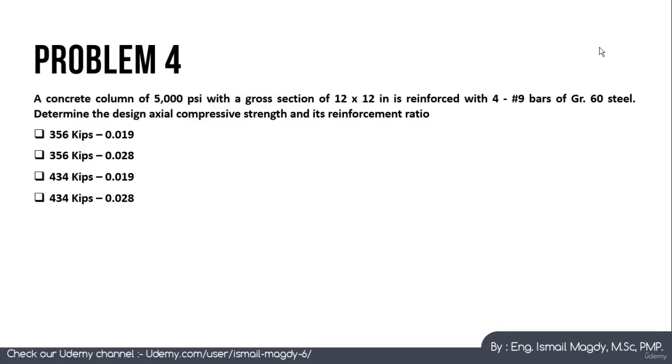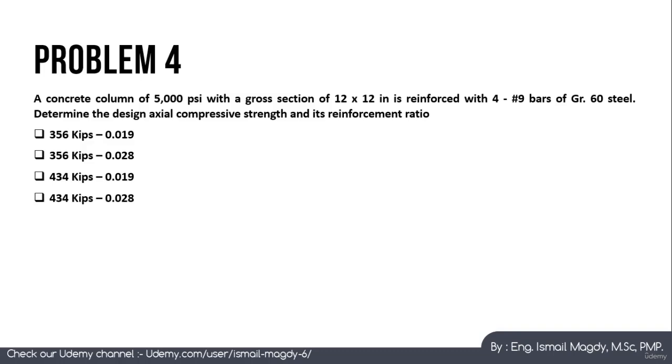So let's check this exam problem here. We have a concrete column with a strength of 5000 psi and gross section dimensions of 12 by 12 inches, and it is reinforced by 4 bars of number 9 of grade 60. This is a steel grade. We want to determine the design axial compressive strength and the reinforcement ratio.